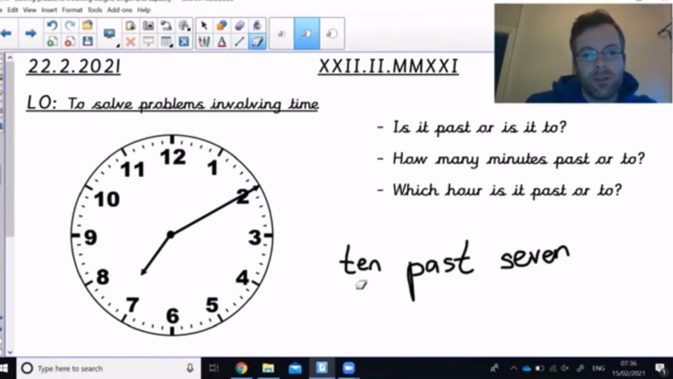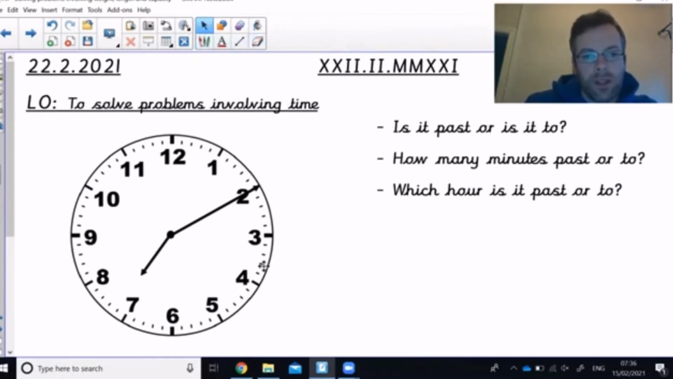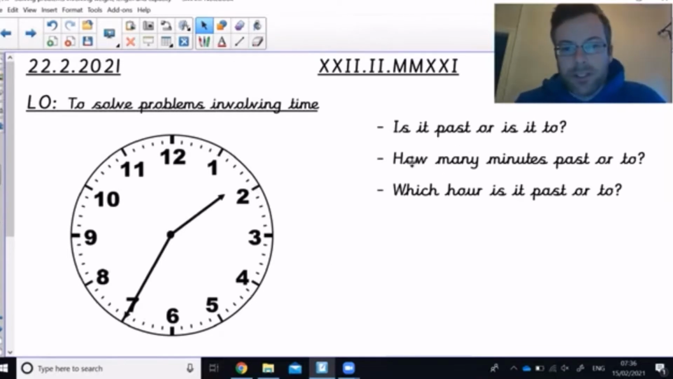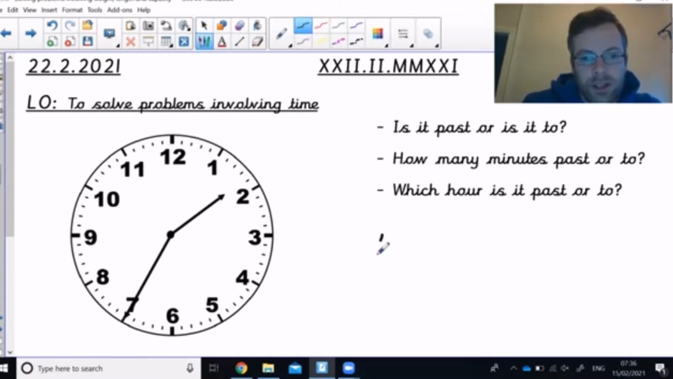Right, let me do another couple or three of these really quickly. So let's say that this is now here and this is now here. Okay, so is it past or is it to? Well, the minute hand is on this side of the clock, so it is a to time. Then we work out how many minutes to it is. On this one, we're counting round how many minutes to.